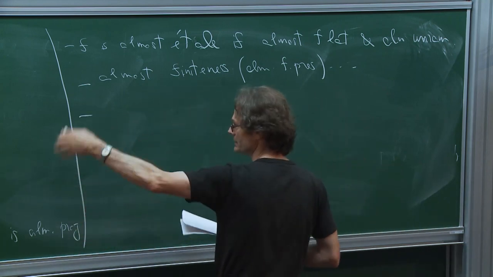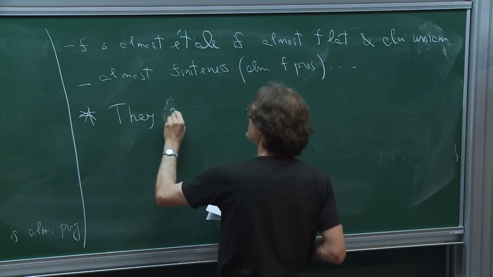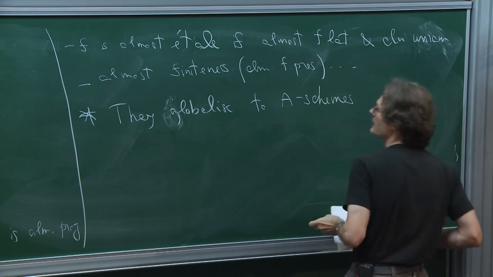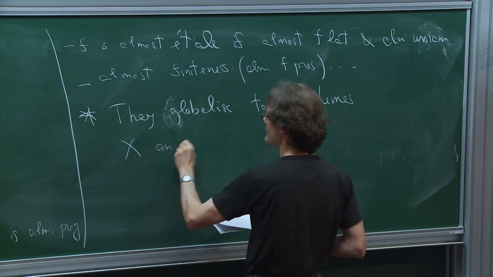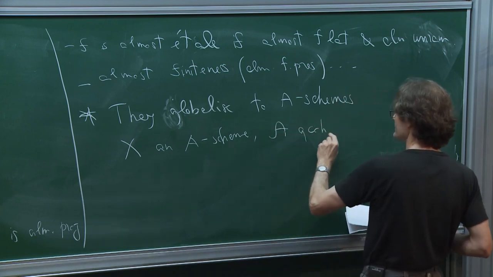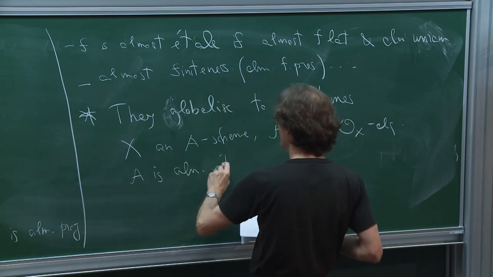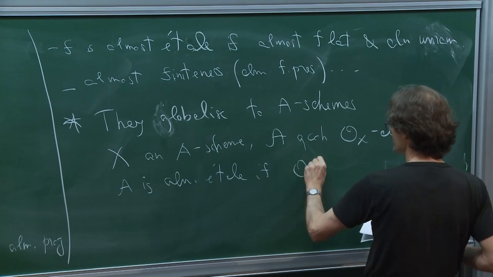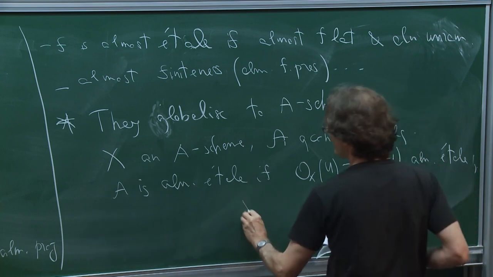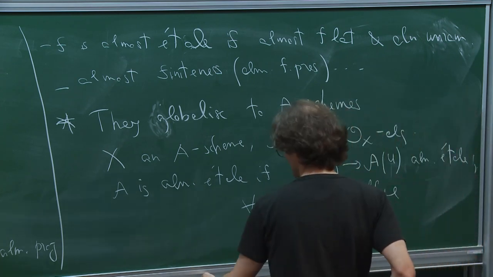One good thing about these conditions is that they localize well, or globalize well, maybe. They globalize easily to schemes. So for instance, if you have X a scheme, and if you have a quasi-coherent O_X-algebra A, then you will say that A is almost etale if you have the same property for all open affines.